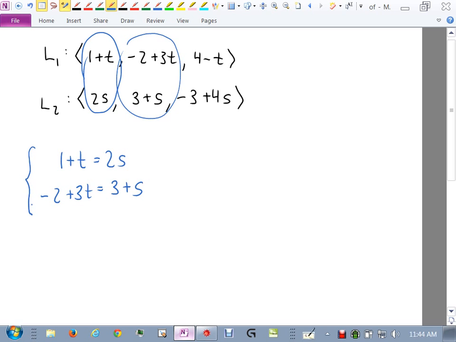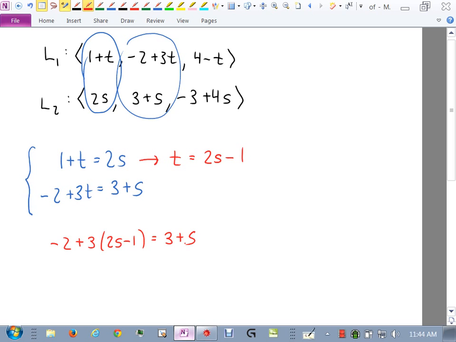I'll solve the first one for t. I'm going to use substitution here. I know I could do like a matrix and stuff, but this looks like a pretty easy substitution. Solve the first one for t. Take that and plug it into the second one, right? So the second equation becomes negative 2 plus 3 times t, which was 2s minus 1, and then equals 3 plus s.